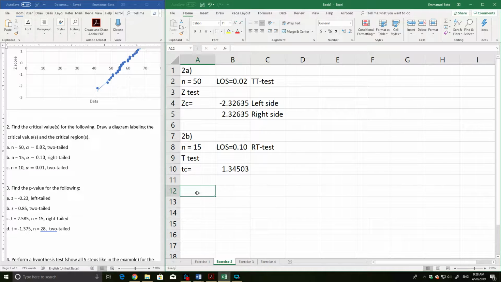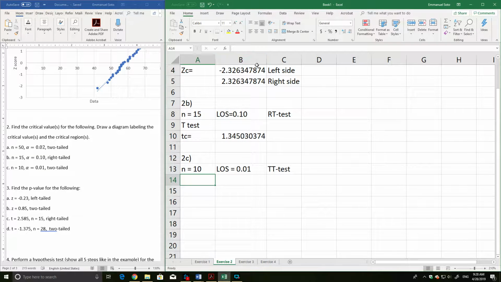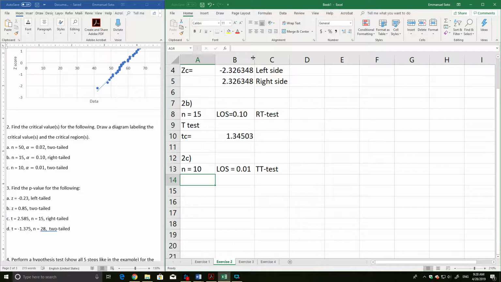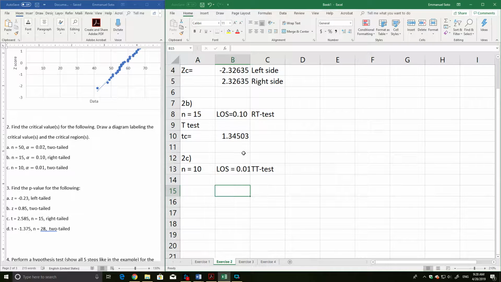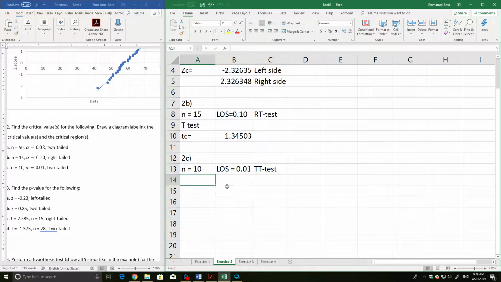All right, so now let's look at 2c. And for 2c, our n is 10. Our level of significance is 0.01. And we're looking at a two-tailed test. All right, so now, here I'm going to make this a little larger. Our n equals 10, so we're doing a t-test. We need our t-critical. So you could use the t.inverse.2t function.